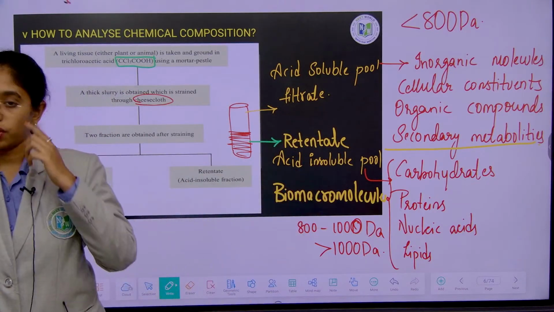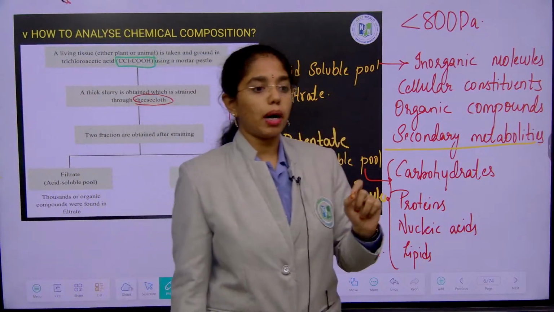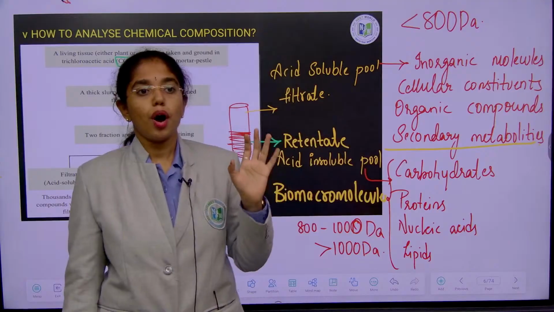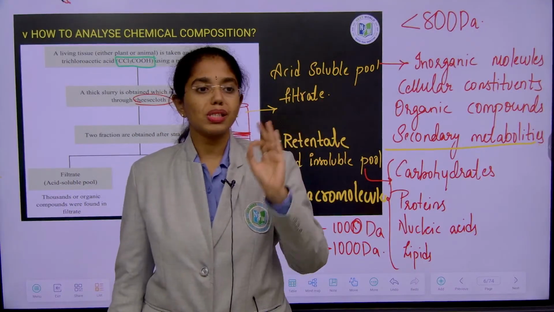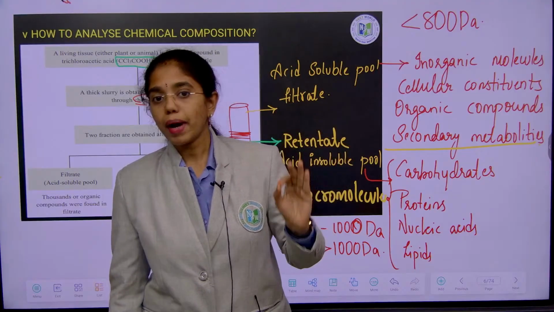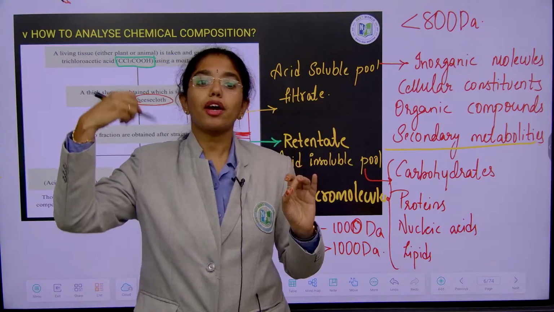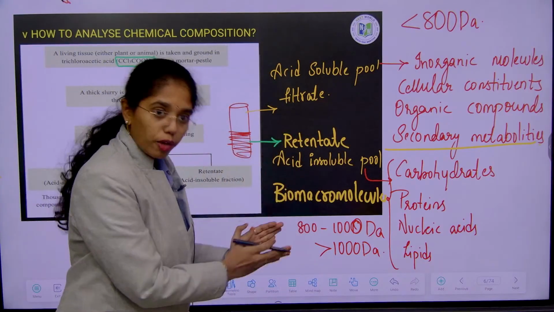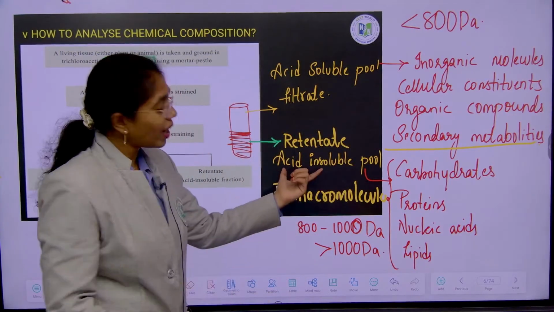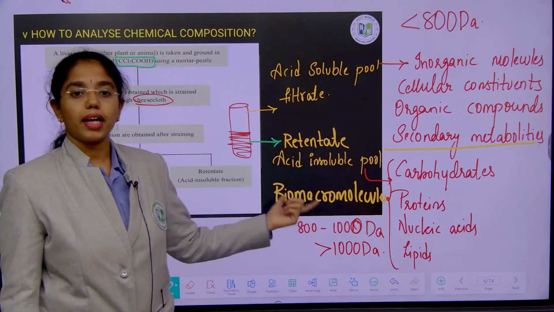But there is one more difference. All the carbon containing compounds inside a living organism are known as what? Biomolecules. In biomolecules we have macromolecules and micromolecules. Macromolecules are those biomolecules which are obtained in what? The acid insoluble pool and whose molecular weight is above 800 Daltons.